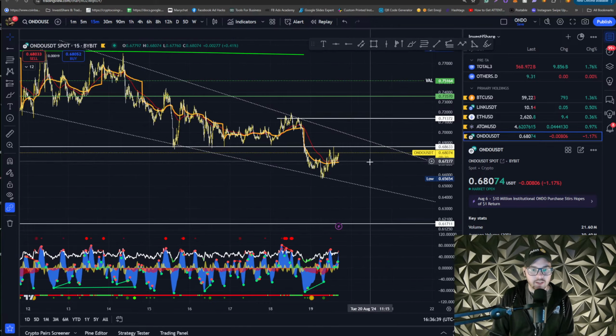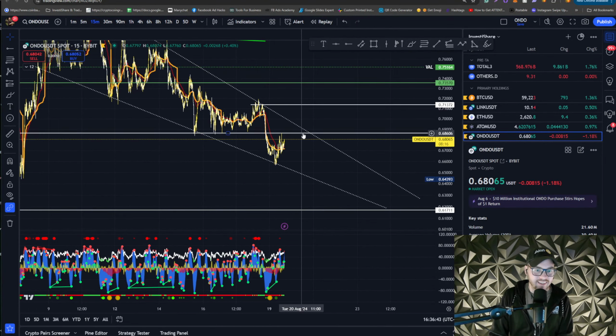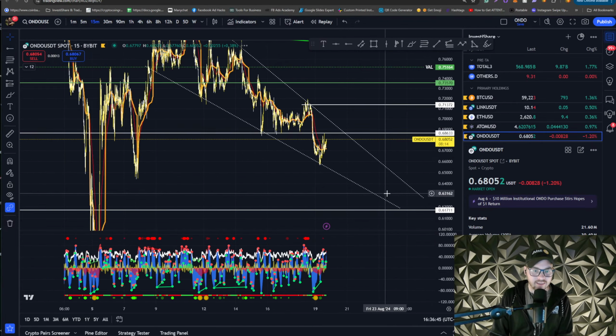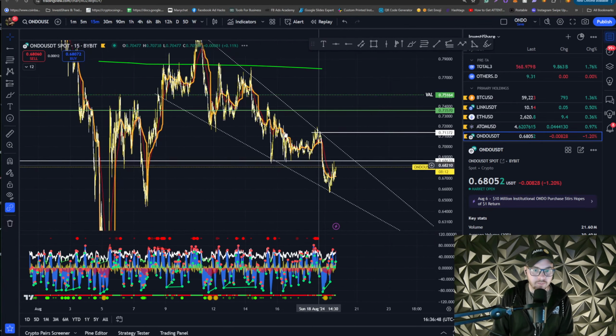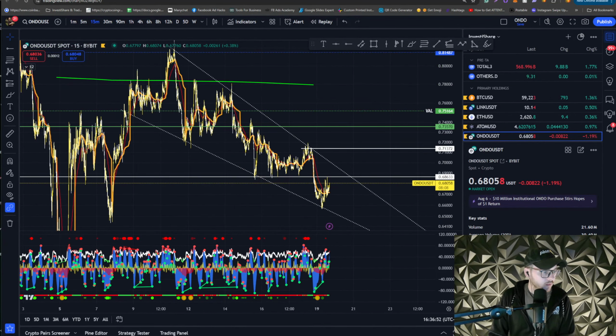That's the bullish case scenario. The bearish case scenario: we don't break past that area and we maintain this downtrend until we hit, I'm guessing, around 61 cents based on the apex. What else do you guys want to look at?